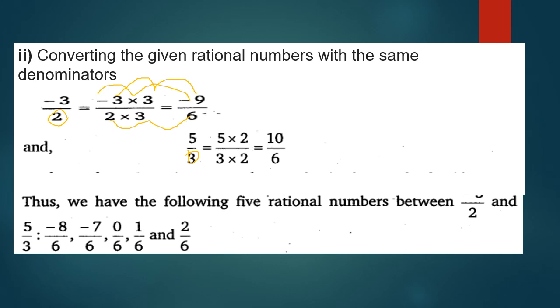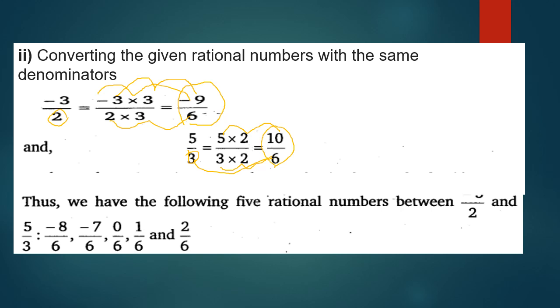Now we want to convert the 3 into 6. So to make the 3 as 6, we want to multiply the denominator with 2. So that 3 2s are 6, then 5 2s are 10. Children, here the resultant rational numbers are minus 9 by 6 and 10 by 6.